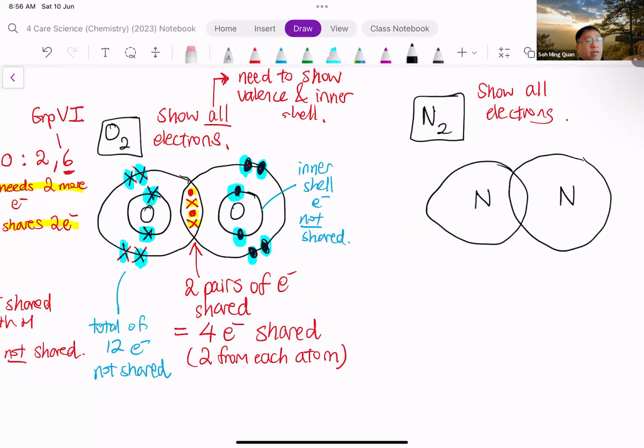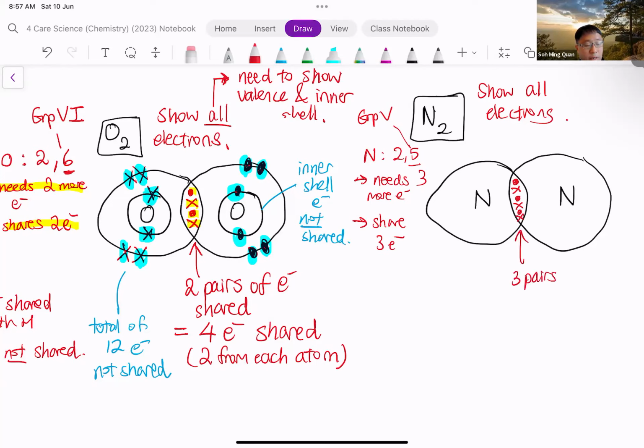Now, we do the same steps. After you know it's covalent bonding, you try to work it out. Nitrogen is in group 5. Right? 5 valence electrons. So it needs 3 more. If it needs 3 more, it will share 3. So just now we saw, right? Sharing 1 is 1 dot 1 cross. Sharing 2, 1 dot 1 cross, 1 dot 1 cross. Sharing 3 will be basically 3 pairs. 3 pairs of electrons are shared. Again, 3 pairs is of course 6 electrons. Okay?